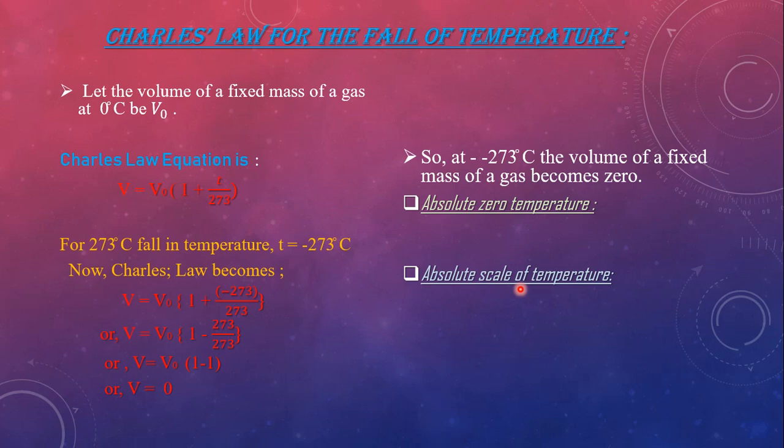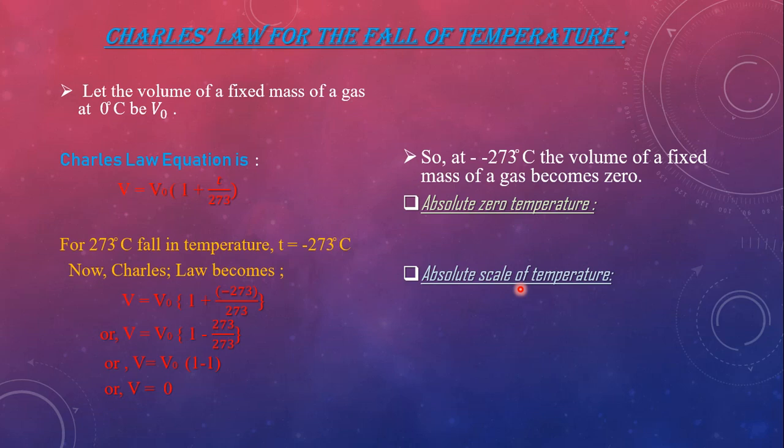Kelvin devised a new scale of temperature whose graduation, that is whose increase or decrease in temperature, is equal to the Celsius scale. That is, 1 degree increase or decrease in the Celsius scale equals 1 degree increase or decrease in the absolute scale. So the graduation, that is the increase or decrease, is the same.